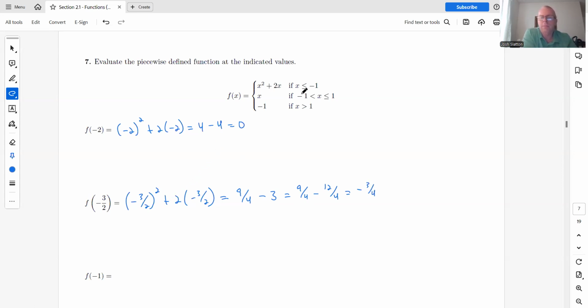F of negative 1. So negative 1 is equal to negative 1. So the equal part is on this part. So we're going to use this top function again. So negative 1 squared plus 2 times negative 1. Negative 1 squared is 1 minus 2, and it's going to be negative 1.